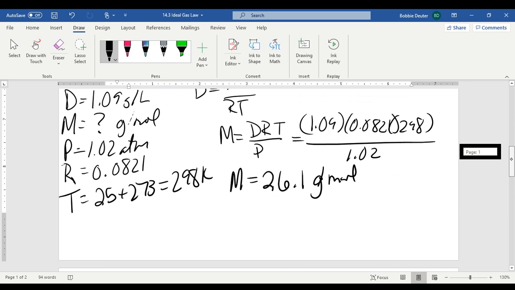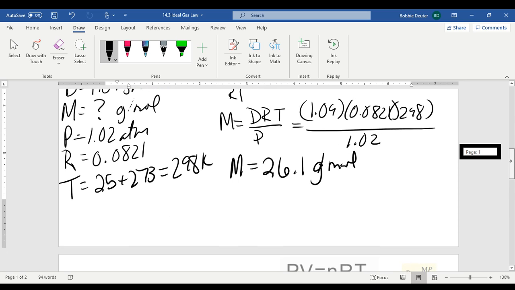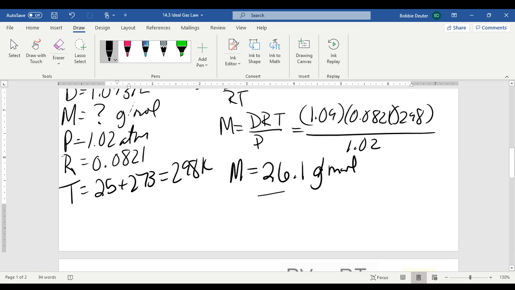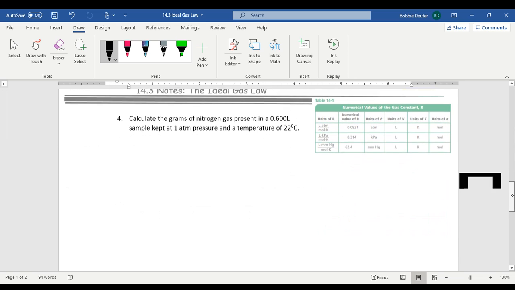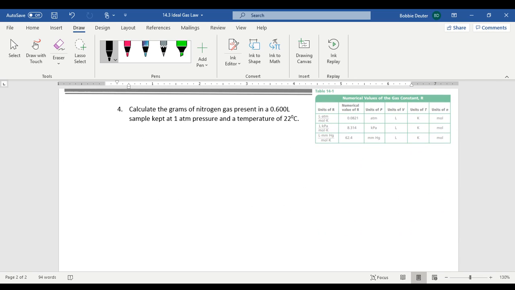Now it doesn't tell us what the sample is, so we're going to assume it's probably not an elemental because all gases are diatomic. So to use this 26.1 would be kind of hard unless we know what kind of gas we're dealing with. However, in the next problem, it actually tells us.